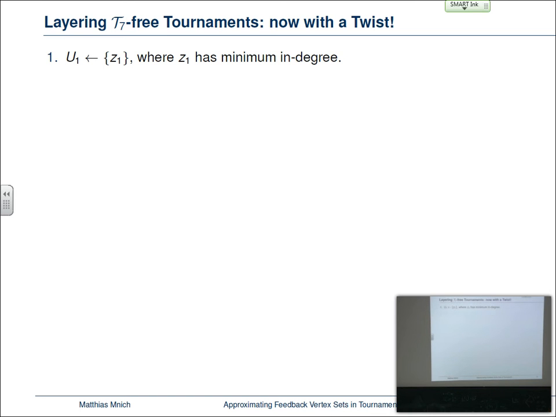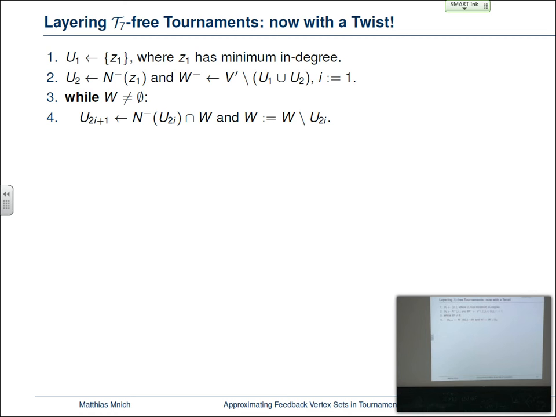So we start with a minimum in-degree vertex. And the second layer is also easy. We take all the in-neighbors. And now, while there are still some remaining vertices, so let's call this set W, we construct an odd layer again, as we did before. So we take all the in-neighbors of the preceding layer, that's fine. And then we take U prime to be the in-neighbors of this odd layer.